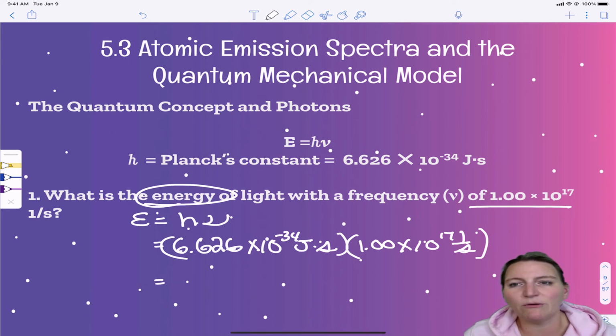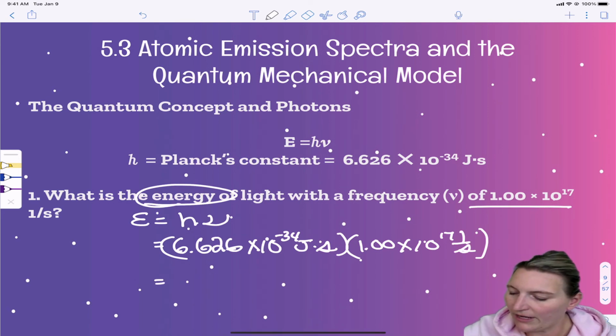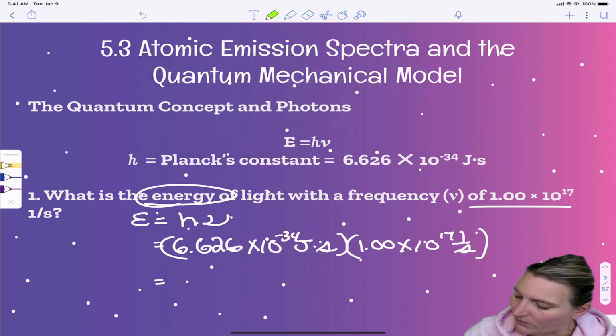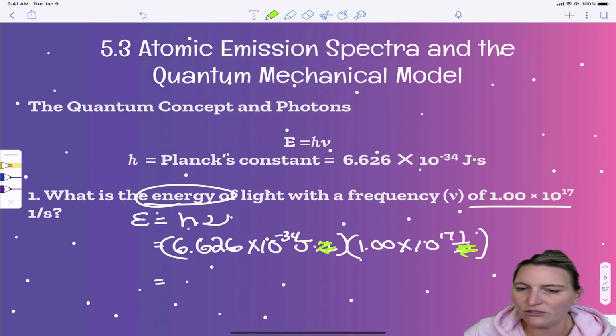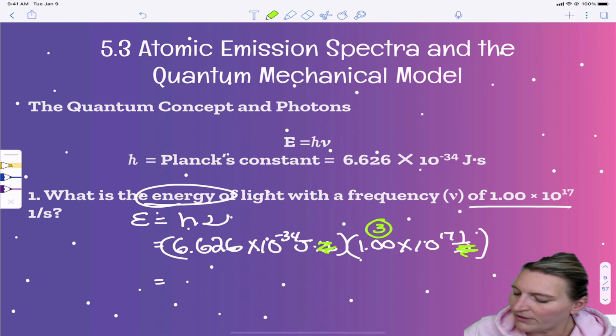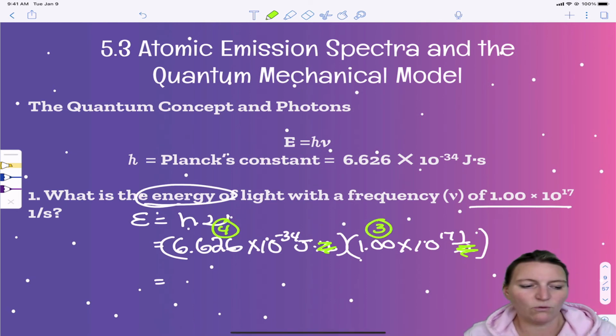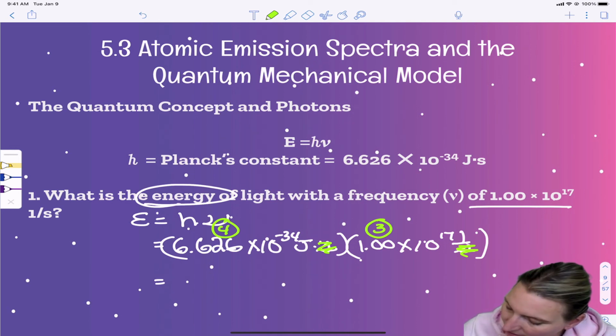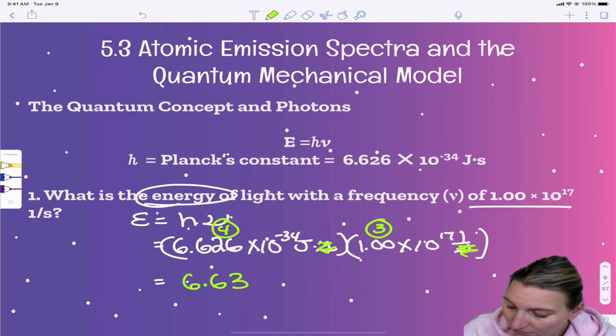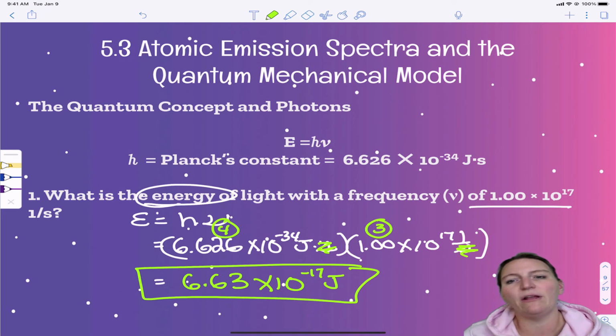I multiply those two numbers together. Look at how the units cancel out. I get seconds in the numerator, cancels out with seconds in the denominator. And then the numbers have 3 and 4 significant figures, so I round my answer to 3 significant figures. So that will be 6.63 times 10 to the negative 17 joules. Joules is the unit that scientists use to measure energy, joules or kilojoules.